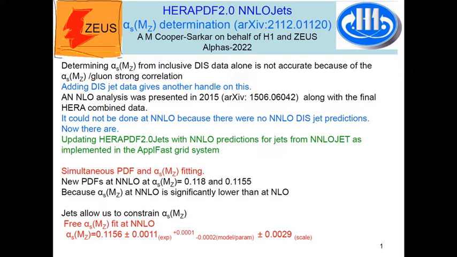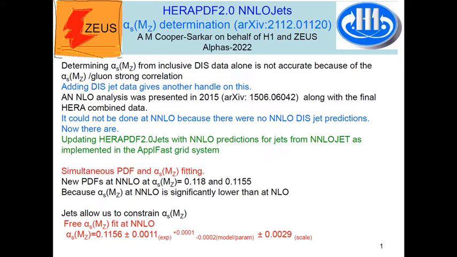So we added our own DIS inclusive jet data, well, in fact, jet data and dijet data, to give us another handle on this. And I think I'm talking to a sufficiently educated audience that I don't need to show you Feynman diagrams about why measuring jets will give you an alternative handle on the gluon, and hence help you to weaken that correlation.